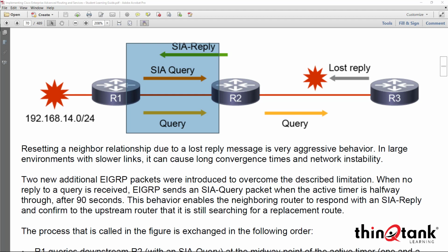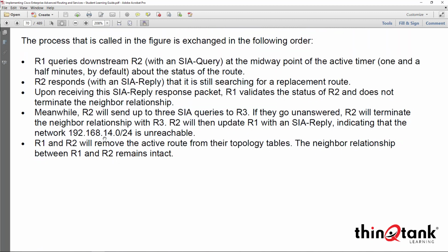That happens after half of the time, where the active timer is halfway through its cycle, after 90 seconds. And that just allows the neighboring router to respond with that stuck-in-active reply to confirm to that upstream router that it's still searching for a replacement route, but it's not the problem for not sending that particular reply. Okay?